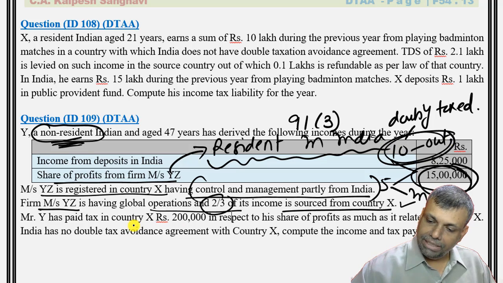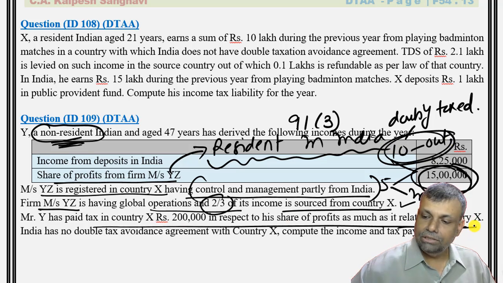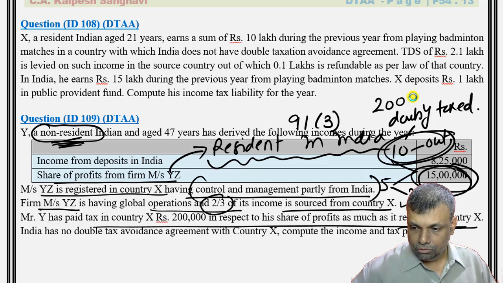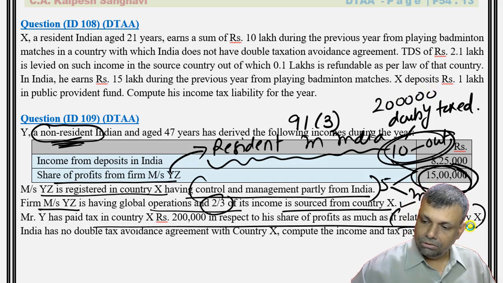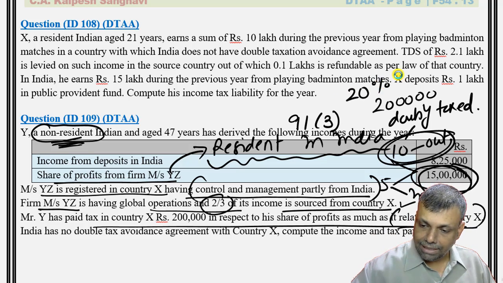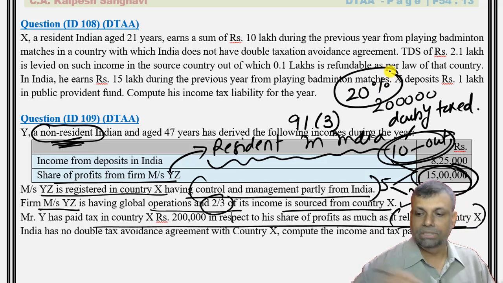So doubly taxed income will be 10 lakhs, and on that you have paid 2 lakh rupees of tax as much as it relates to country X income. Because you will need the foreign average rate, the tax paid will be 2 lakhs. That means on this 10 lakhs you have paid 2 lakh rupees tax in that country, so that you have to prove it. So your average rate of tax of the foreign country is going to be 20%.